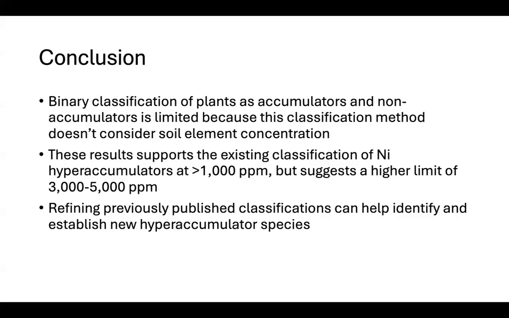The authors conclude with making a few statements. They say that binary classification of plants as accumulators and non-accumulators is limited because this classification method doesn't consider soil element concentration. These results support the existing classification of nickel hyperaccumulators at more than 1,000 ppm, but suggest a higher limit of 3,000 to 5,000 ppm. And they finish by saying refining previously published classifications can help identify and establish new hyperaccumulator species.